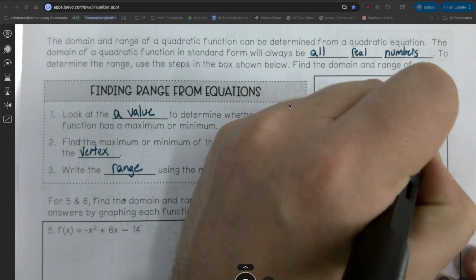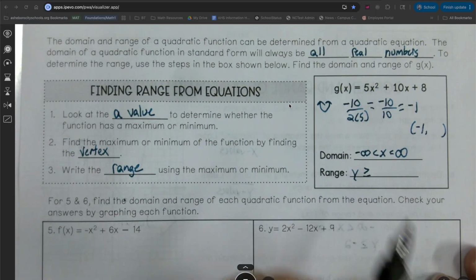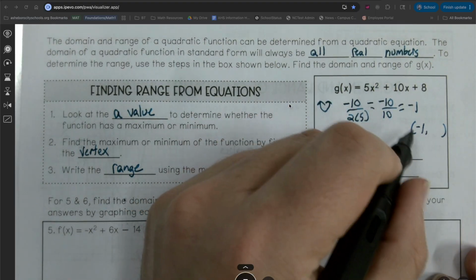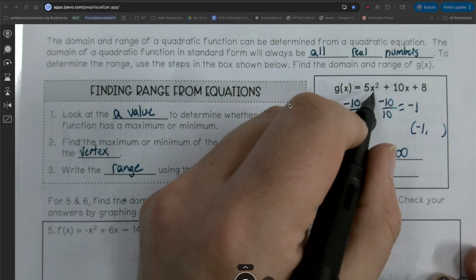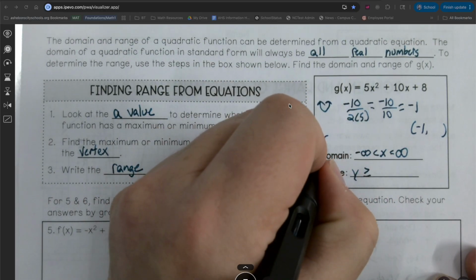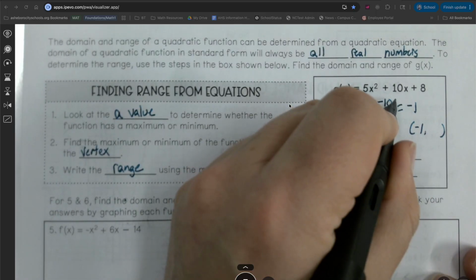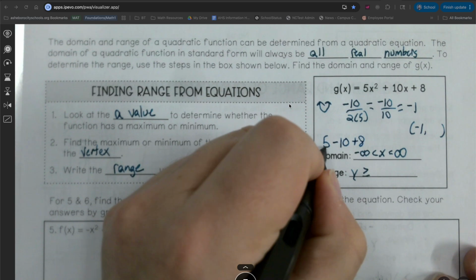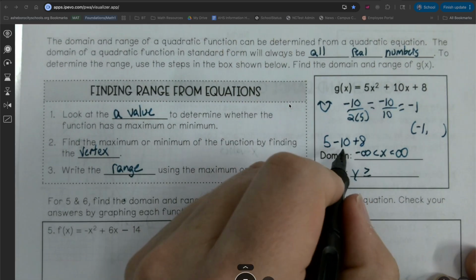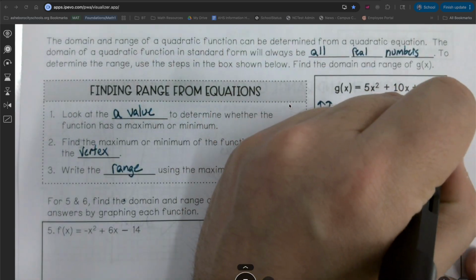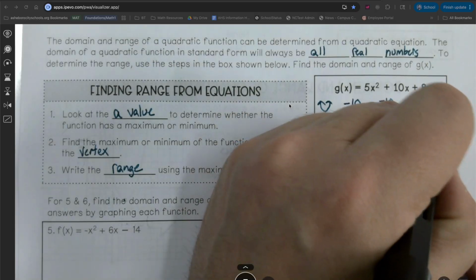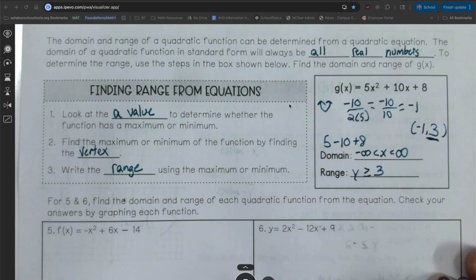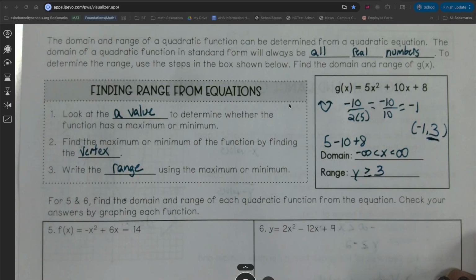We need to find the y value by plugging it back in. So negative 1 squared is 1. 1 times 5 is 5. Negative 1 times 10 is negative 10 plus 8. So 5 minus 10 is negative 5. Negative 5 plus 8 is 3, which means that y has to be greater than 3.